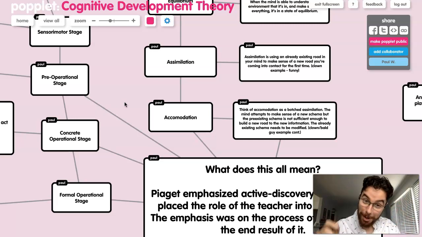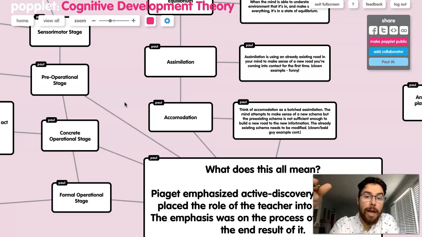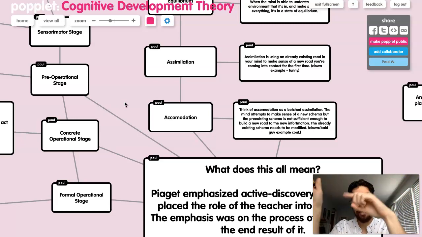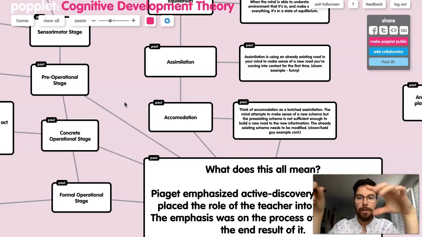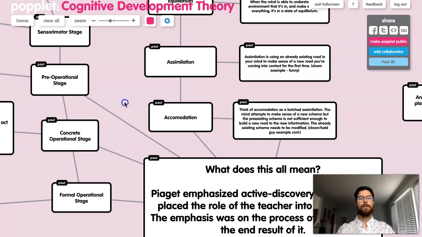So that bleeds into accommodation. Accommodation is the correction of that faulty, assimilative, if you will, behavior. So the kid mistakenly confuses an older man for a clown, which was not correct. Accommodation is that correction of the bad assimilation. So pretty simple to think about it in those terms.